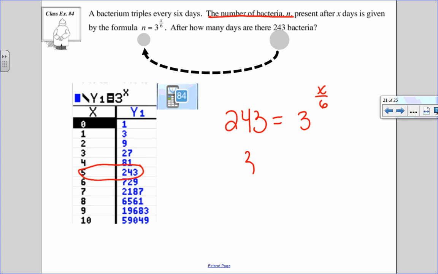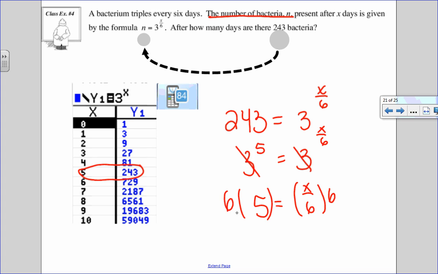So 3 to the exponent of 5 is the same as 3 to the x over 6. So I have power equal to a power, same base on both sides. I drop the base, and I get 5 equals x over 6. So since I've divided x by 6, I'll multiply x by 6 and be fair to do the same thing to both sides. And I get that x is equal to 30. So it would take 30 days for there to be 243 bacteria.